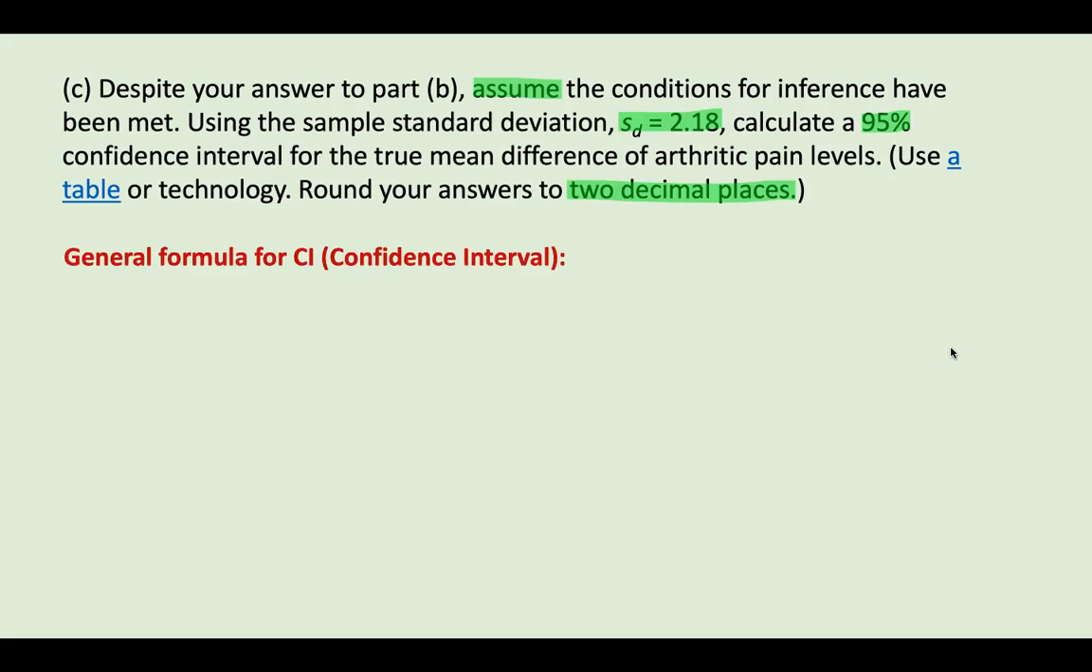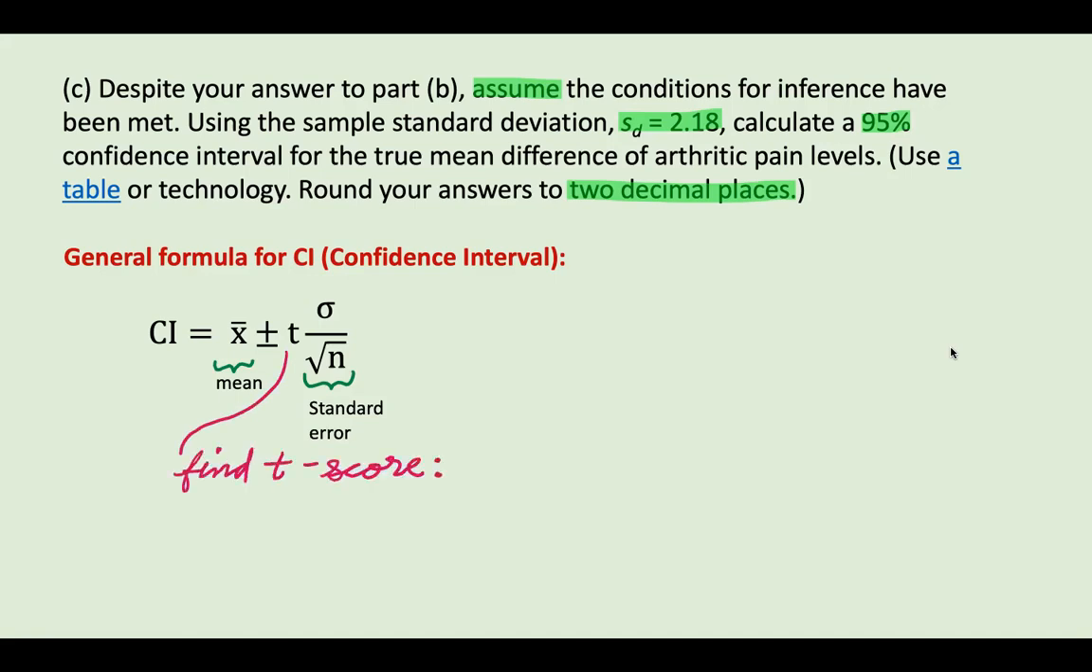The general formula for a confidence interval is as given below. The mean plus or minus the t-score times the standard deviation over the square root of n. The x bar is known as the mean. The sigma over the square root of n is known as the standard error. The t-score, we can find the t-score in this way.